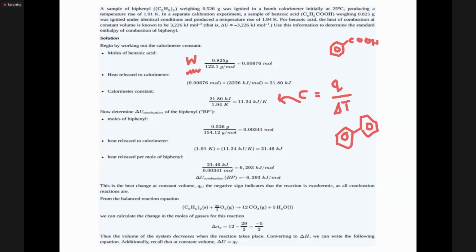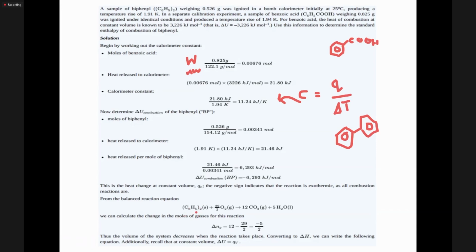This delta U combustion is the heat change at constant volume. The negative sign indicates that the reaction is exothermic, as all combustion reactions are exothermic. So delta U will be minus 6293 kilojoule per mole. The reaction is shown here.